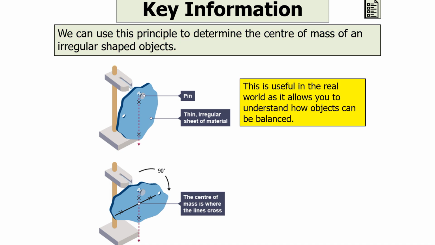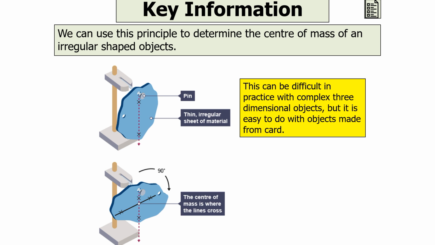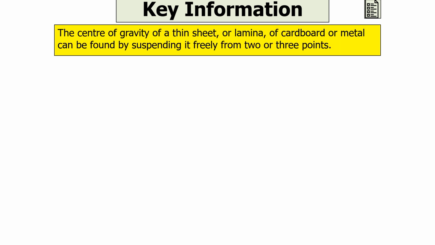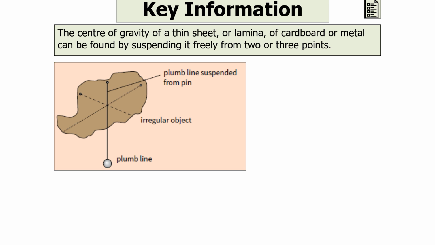Now this is useful in the real world as it allows you to understand how objects can be balanced. But this can be difficult in practice with complex 3-dimensional objects, but is easy to do with objects made from card. So the centre of gravity of a thin sheet or lamina of cardboard or metal can be found by suspending it freely from 2 or 3 points, as shown in the following diagram.